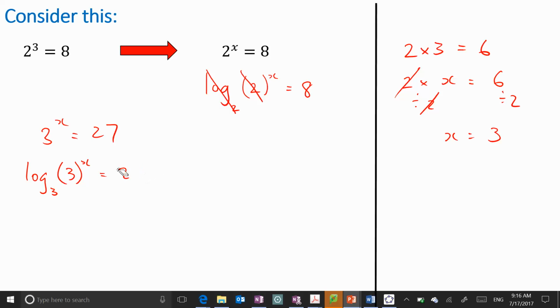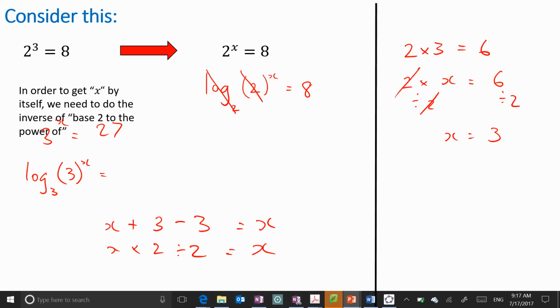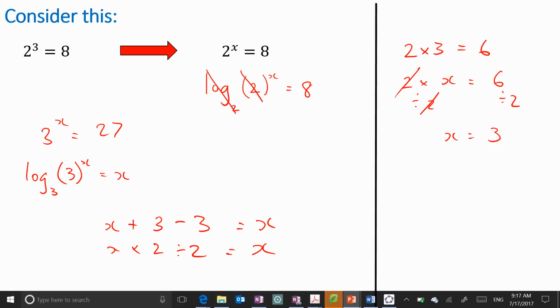Now, here's the thing. We know that we're doing inverses, so they should cancel out. It's like saying x plus 3, the opposite of plus 3 is take away 3, and that still gives you the answer of x. True? If you had x times 2 and then divide 2, the answer should still be x. The same thing here: log 3 of exponential 3 should still be x.